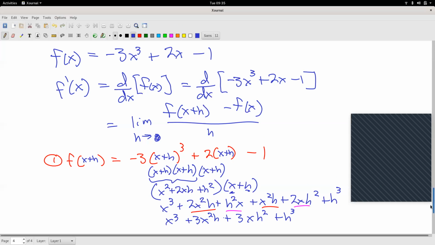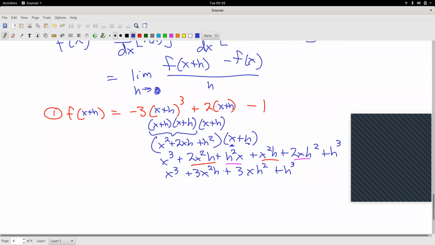All right, so then we need to multiply all that by negative 3 and then bring in the other stuff. So that's going to give me a negative 3x cubed minus 9x squared h minus 9xh squared minus 3h cubed plus 2x plus 2h minus 1. And there are no more like terms. Nope. All right, so that was the first step.